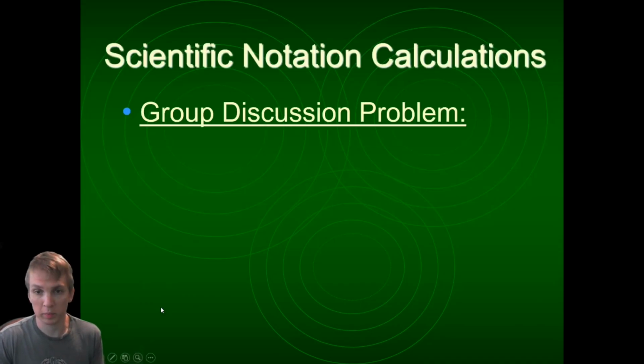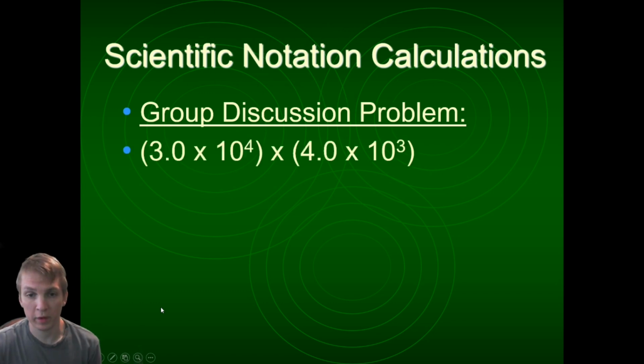So a group discussion problem. If we have 3.0 times 10 to the fourth multiplied by 4.0 times 10 to the third, what are we going to get?